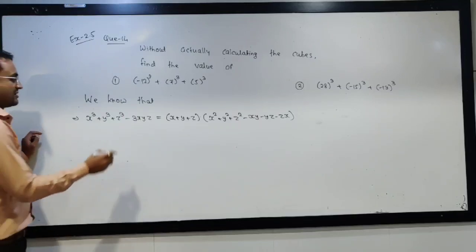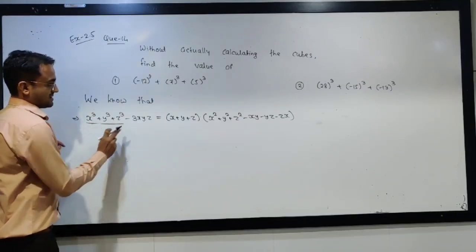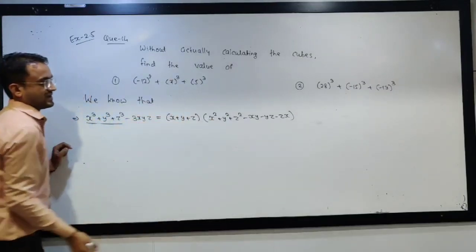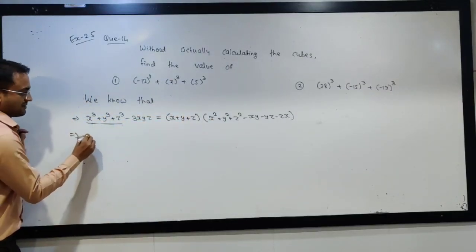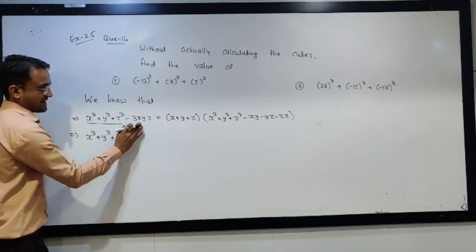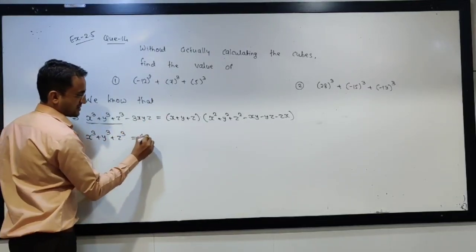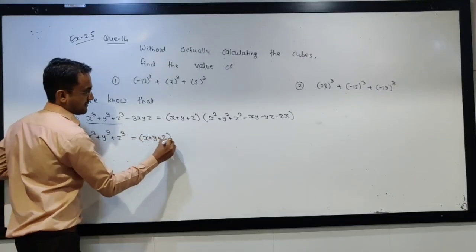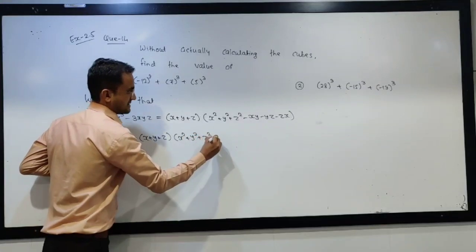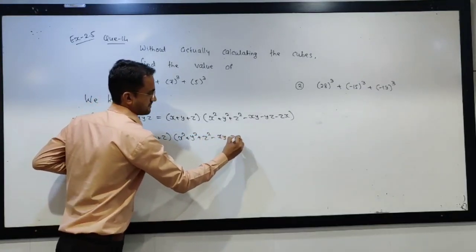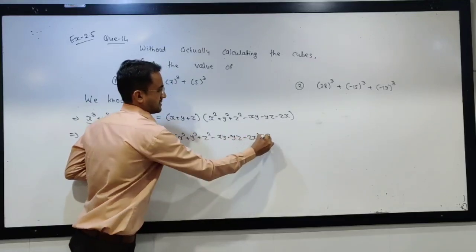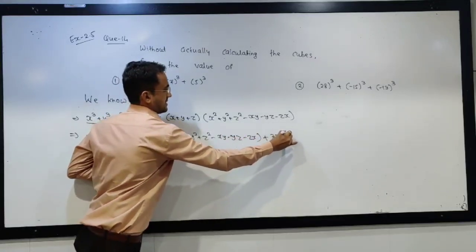So here my question is like this. I don't have this, so this one is minus. If it goes to that side it will become plus. So now your identity will become like this. This will come this. Right?